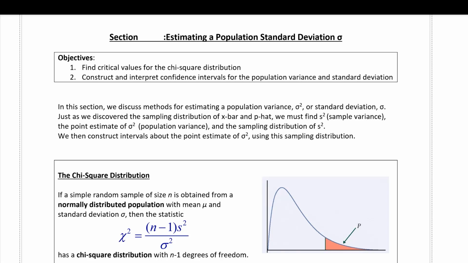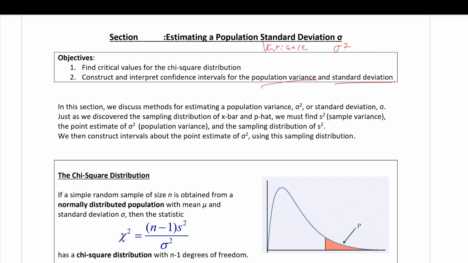Okay, now we've arrived at the last parameter that we're going to talk about, and that is the standard deviation, or variance, right? Because the variance is just the square of the standard deviation, so it'll be sigma squared. Okay, so the objectives here are to find the critical values for a chi-square distribution, which is a new distribution that we're going to talk about, and to construct and interpret confidence intervals for the population variance, or standard deviation.